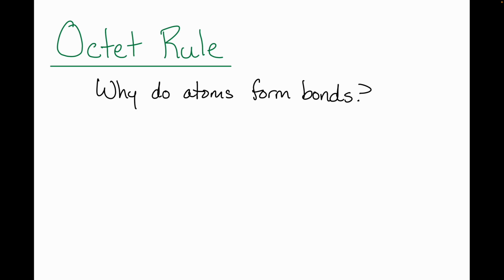Every atom has one goal in mind, and that is to fill what's called its valence shell. The reason they start sharing electrons with one another is so that they can get to this full valence shell. So why do atoms form bonds? To fill their valence shell.